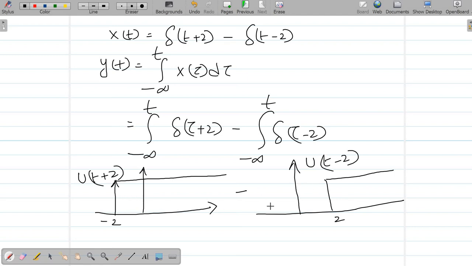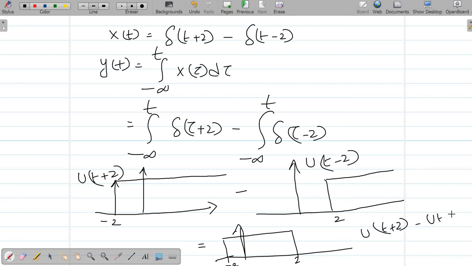When you subtract this signal from this signal, you end up getting a signal which is like this. So this is minus 2, this is plus 2. So u of t plus 2 minus u of t minus 2. So this is your y of t, which is the required answer.